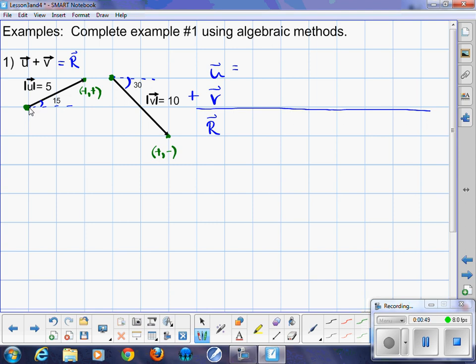So magnitude of u is 5 cos of the angle, so 5 cos 15, that's along the x-axis, plus, because the y component would be positive, 5 sine 15j. The v vector, x component's positive, so it will be 10 cos 30 i, minus, because the y component is negative, 10 sine 30j. Now we just add up our columns.